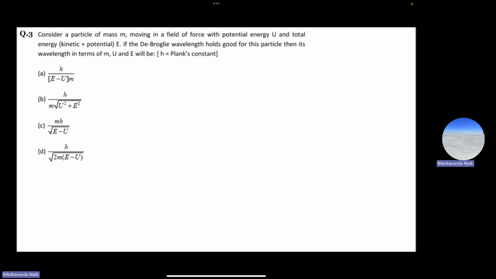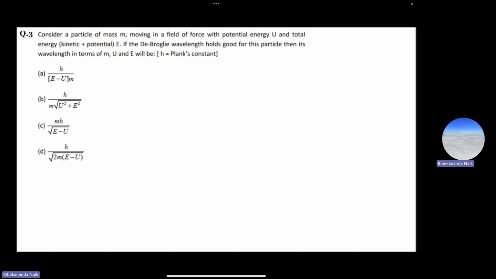The next question says, consider a particle of mass m moving in a field of force with potential energy U and total energy, that is kinetic energy plus potential energy, E. If the de Broglie wavelength holds good for this particle, then its wavelength in terms of m, U and E will be: option A, h divided by (E minus U) into m; option B, h divided by m root of U square plus E square; option C, m h divided by root of E minus U; or option D, h divided by root of 2m times (E minus U).